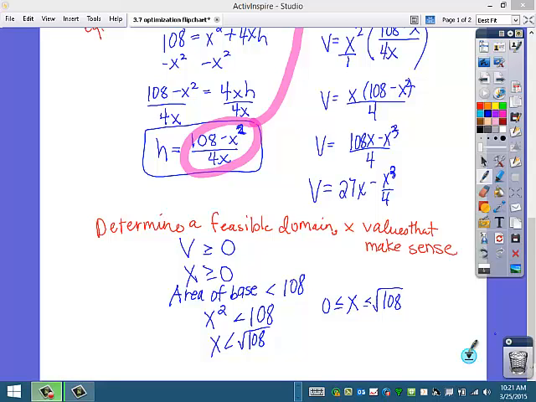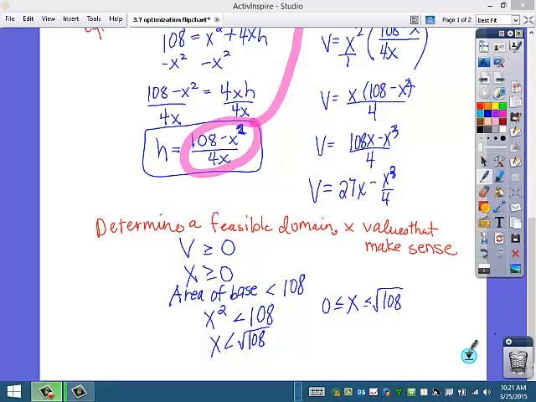All right, now that we've restricted our variables and set parameters for what makes sense in this situation, we're going to optimize our volume. We're trying to figure out what lengths, widths, and heights of this box make our volume as big as possible. As I said in the first video, we're applying derivatives to real world situations.